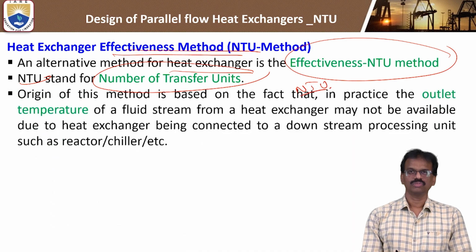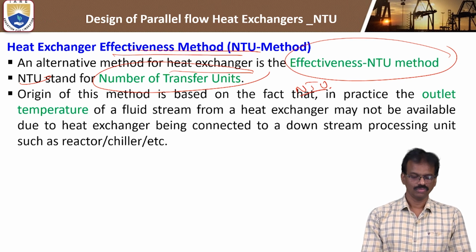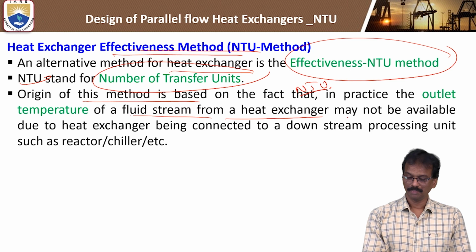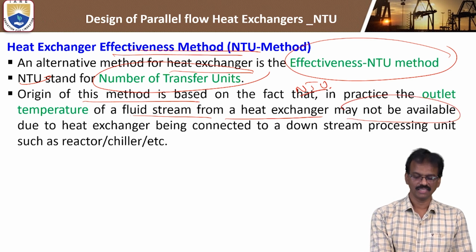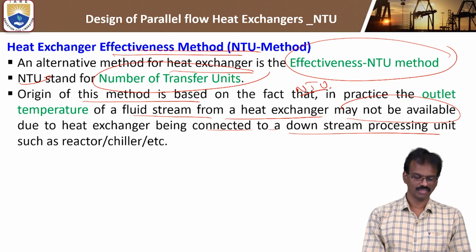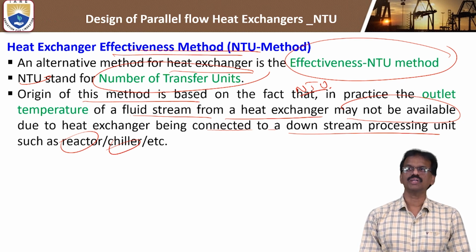Now why should you prefer the effectiveness method or NTU method, because we already have the LMTD method? The origin of this method is based upon the fact that in practice, the outlet temperatures of a fluid stream from a heat exchanger may not be available, due to the heat exchanger being connected to downstream processing units. Downstream processing units are reactors, chillers, etc. It means in some cases we cannot measure the outlet temperatures.